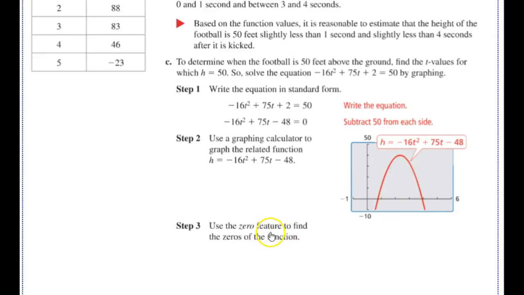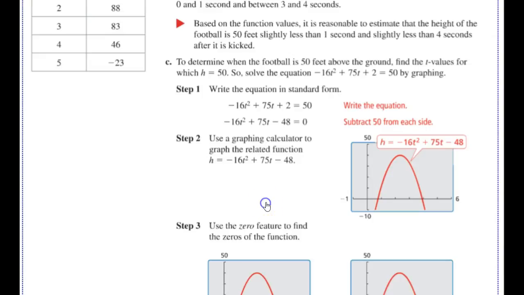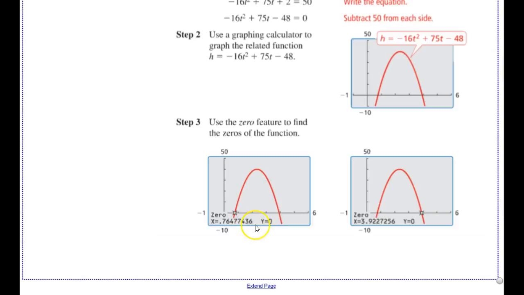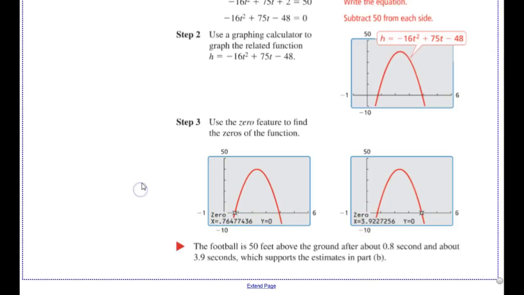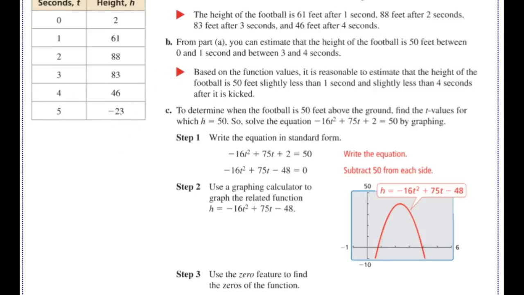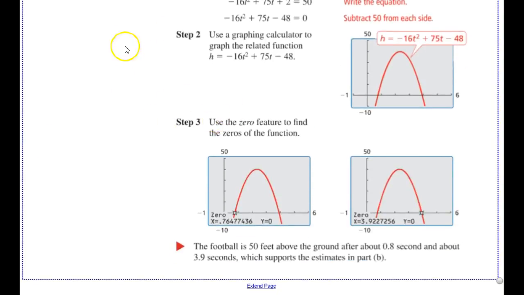And then I can use the zero feature. There are ways to find the zeros. On a graphing calculator, there's actually a button that says zero. And on Desmos, if you click on it, it will help you find exactly where it crosses the x-axis. So I use that graphing calculator to help me find my zeros. And you see it is just less than 1 second and just less than 4 seconds. So the football is 50 feet above the ground after 0.8 seconds and about 3.9 seconds, which is what we had gathered from when we just looked at the table, right? So we know that our data is correct because it's pretty close to what we had assumed it was going to be.